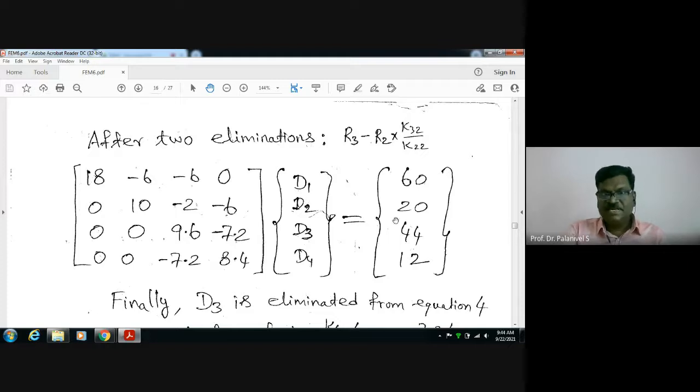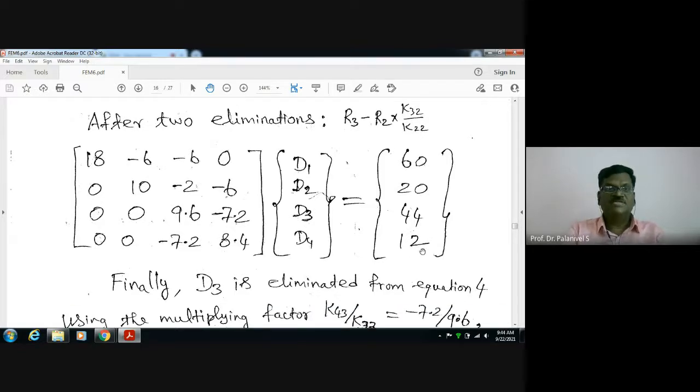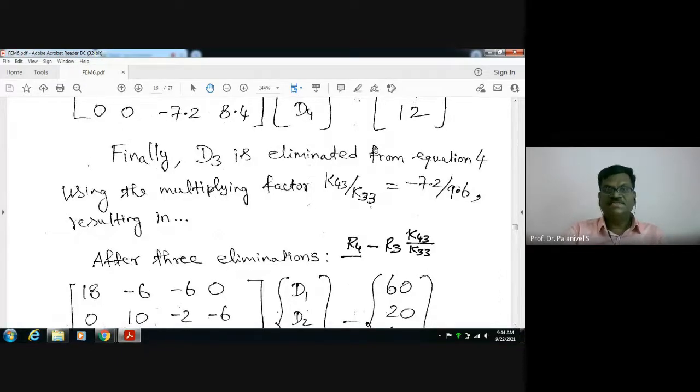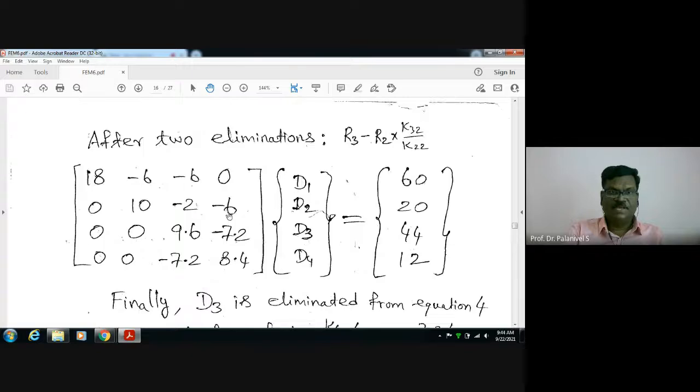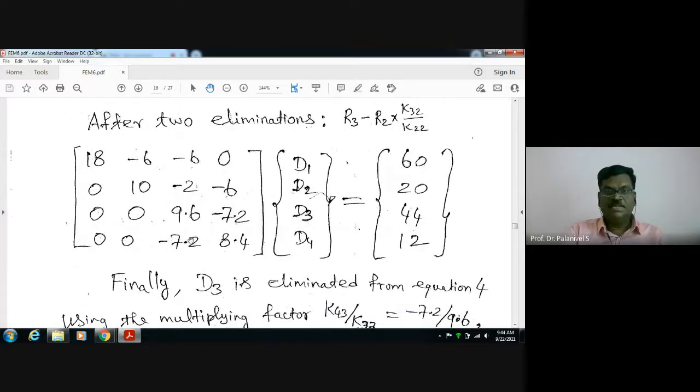So we are getting this one. The RHS is changed like this if you do that. So the second elimination is also over. D2 has been eliminated from the subsequent equations, R3 and R4. Finally, D3 is eliminated from equation 4, R4, using the multiplying factor K43 by K33 equal to minus 7.2 by 9.6. In this matrix, you have to eliminate D3 in the subsequent equation, that is, in the fourth row. Up to the third equation, D3 can be there as the diagonal term. Here you have to eliminate it.